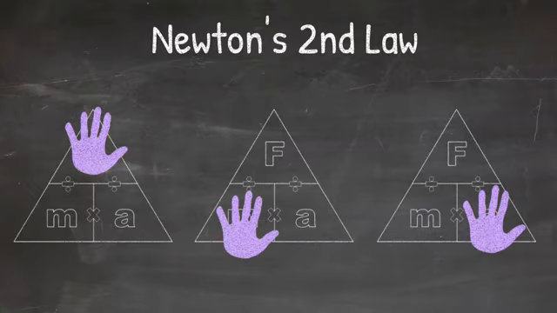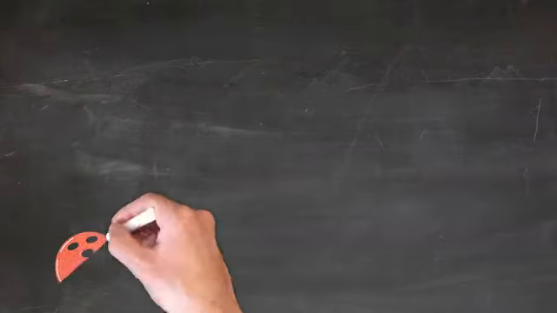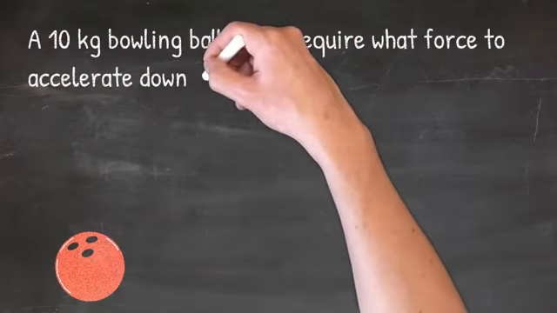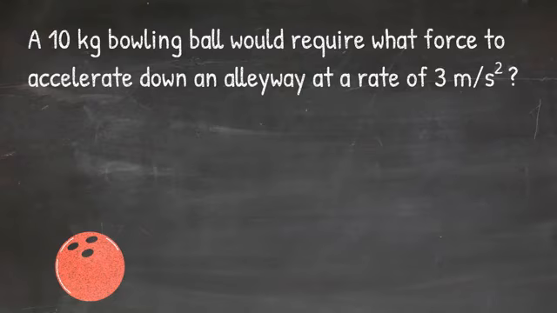Now let's look at some practice problems. Our first problem says that a 10-kilogram bowling ball would require what force to accelerate down an alleyway at a rate of 3 meters per second squared. So the first thing I need to do is figure out what the question is asking me to solve for. I see the question is asking me what force would be required, so I know I'm solving for F.